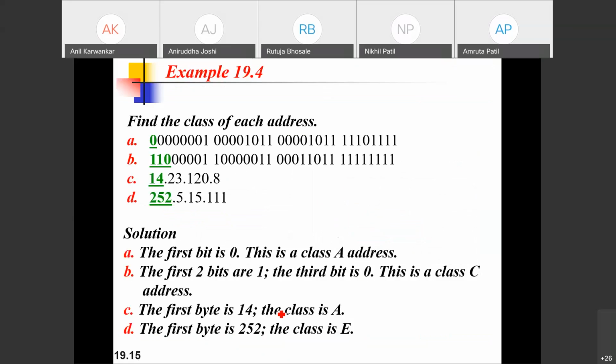See here, find the class of the first. It starts with 0. If it starts with 1, then it will be different. But if it starts with 0, this is a class A type of address. Then if it starts with 110, it's a binary representation. For binary representation, 110, the first 2 bits are 1, that means it's a class C type of address.